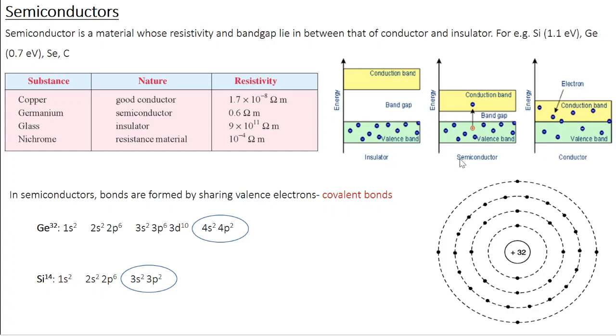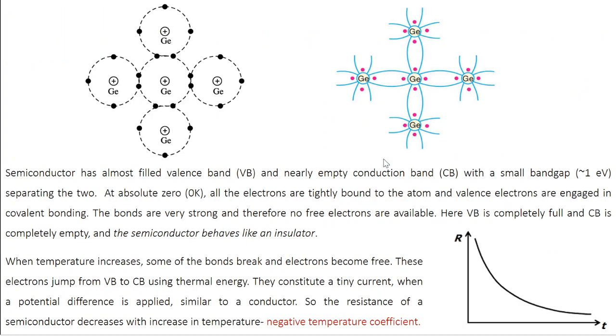But when you take a semiconductor and cool it to absolute zero temperature, what happens? All the electrons are completely engaged in covalent bonding, which means all the electrons now reside in the valence band. So the band structure of a semiconductor is going to resemble that of an insulator at absolute zero temperature. In other words, the semiconductor behaves like an insulator when you cool it down.